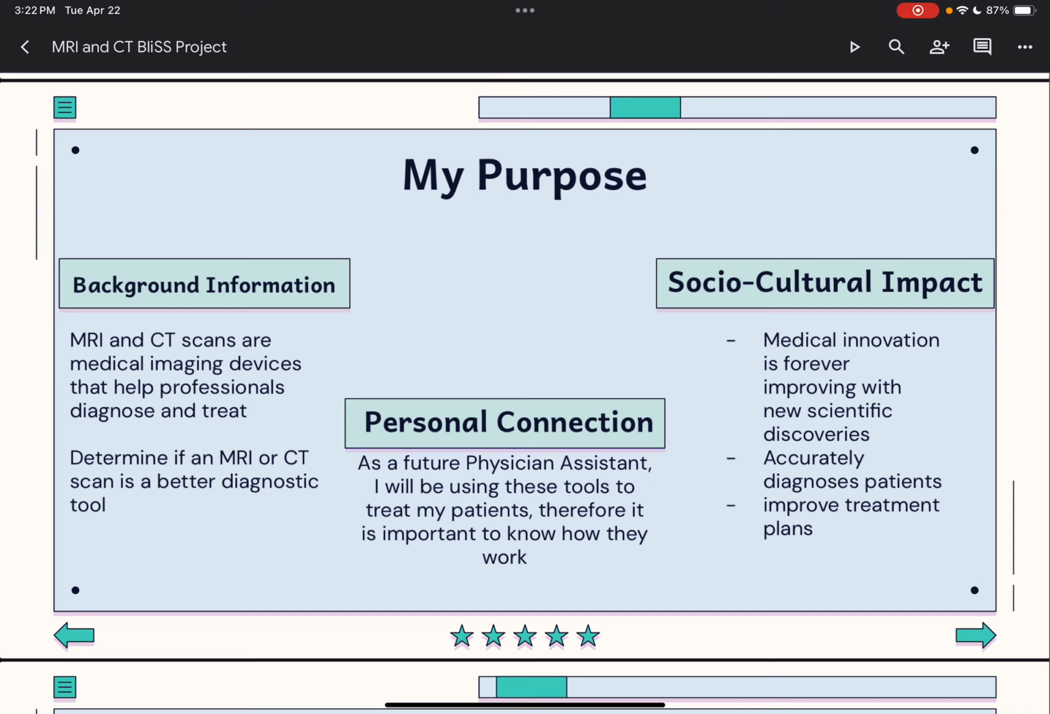For the sociocultural impact, medical innovation is forever improving with research and different discoveries through scientists. It is important to understand these discoveries and keep up to date with things like MRIs and CT scans to accurately diagnose patients and improve treatment plans. As a future PA, I'll be using these tools to treat patients, and it is important to know where they came from and how they work, so that I can better diagnose my patients.